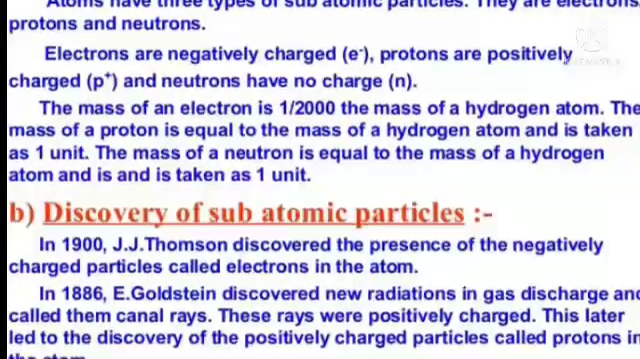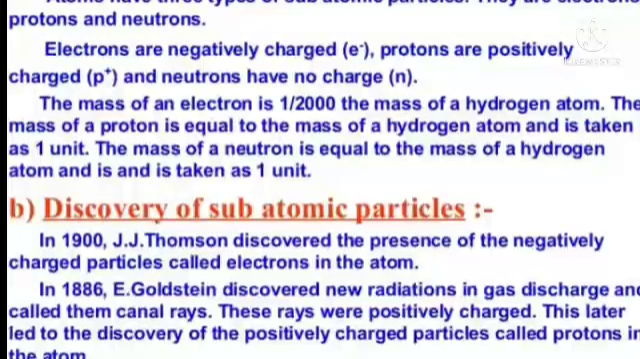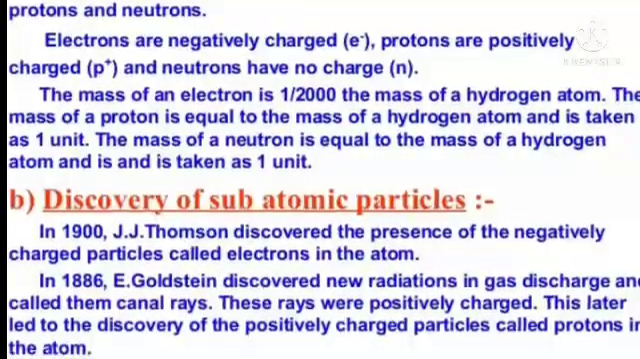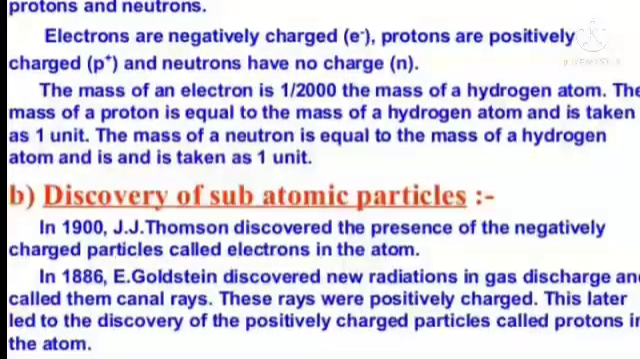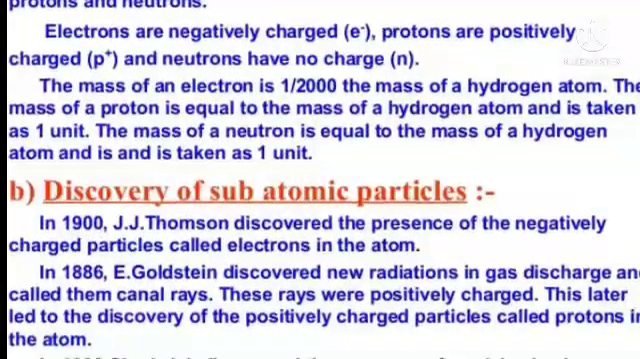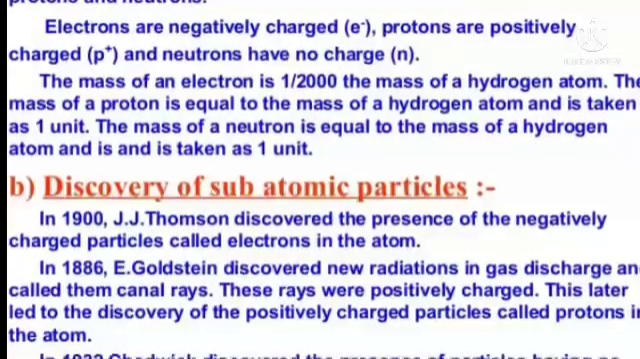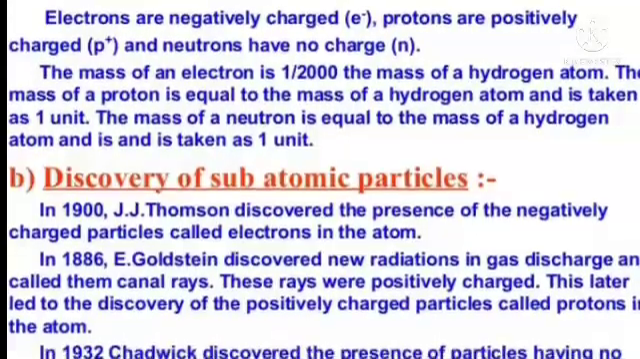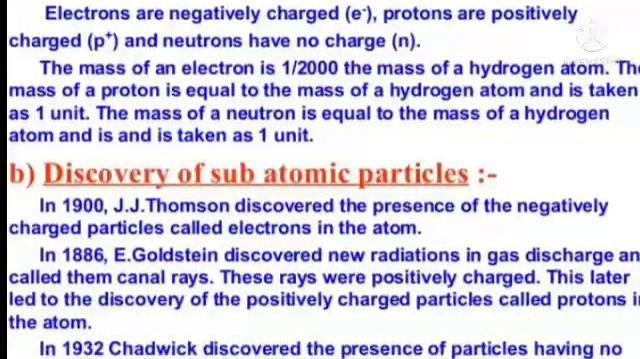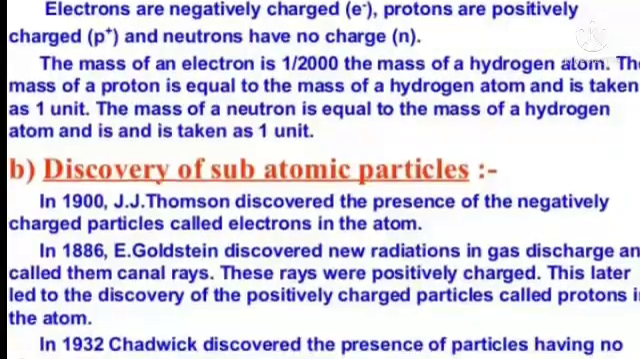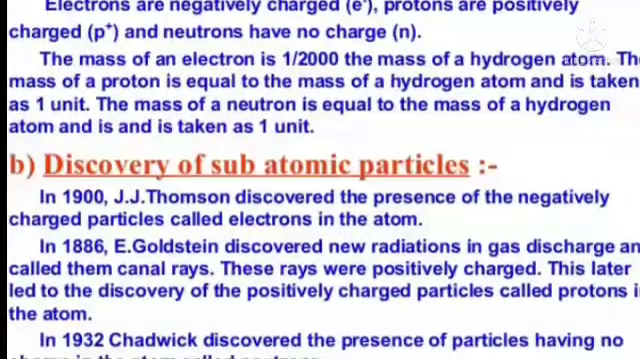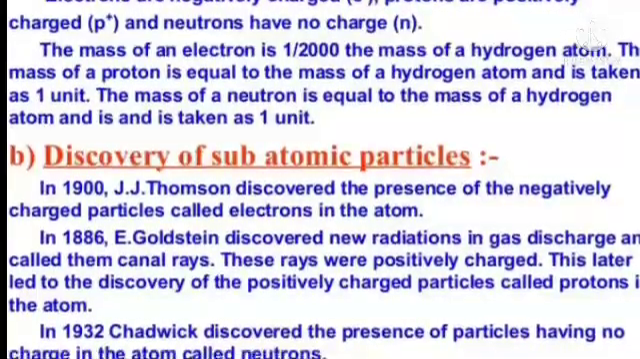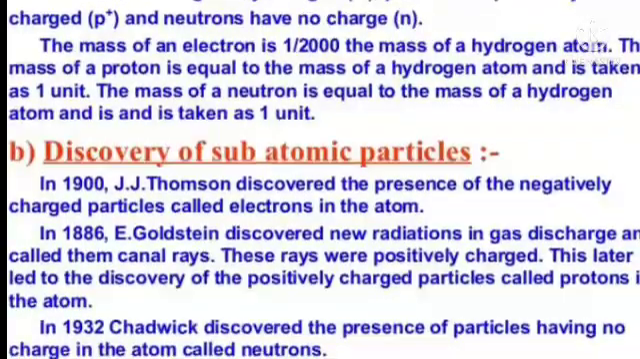Discovery of subatomic particles. In 1900, J. J. Thomson discovered the presence of the negatively charged particles called electrons in the atom. In 1886, E. Goldstein discovered new radiation in gas discharge and called them canal rays. These rays were positively charged. This later led to the discovery of the positively charged particles called protons in the atom. In 1932, Chadwick discovered the presence of particles having no charge in the atom called neutrons.